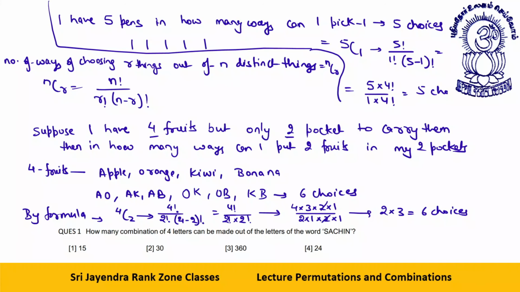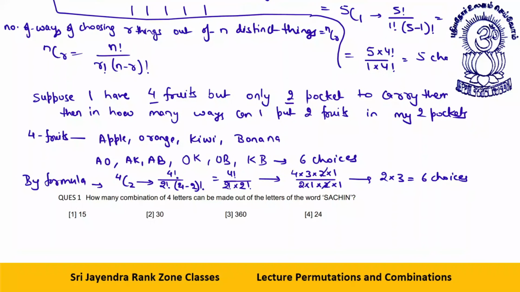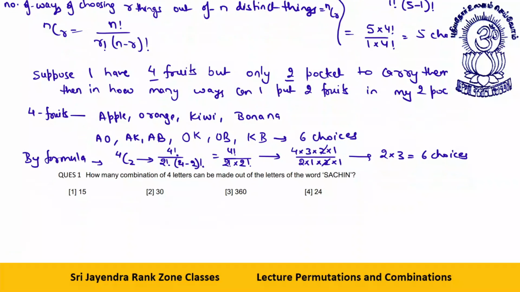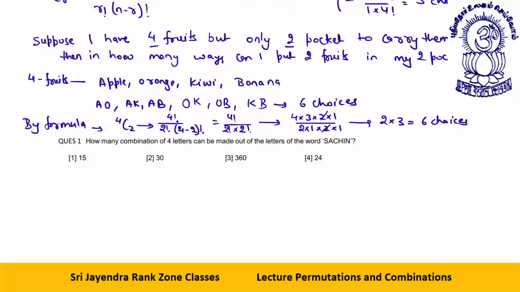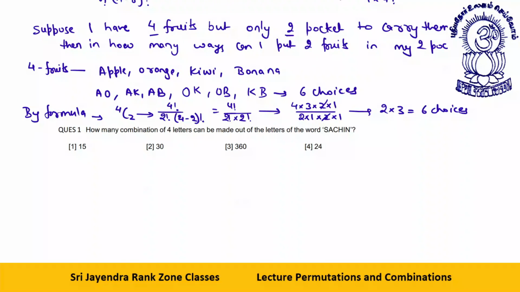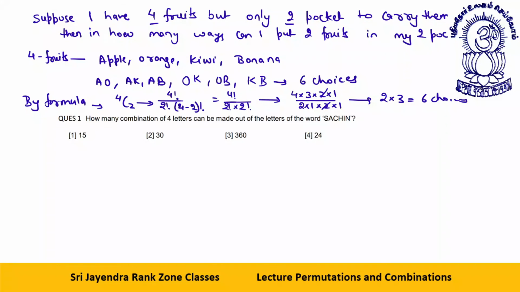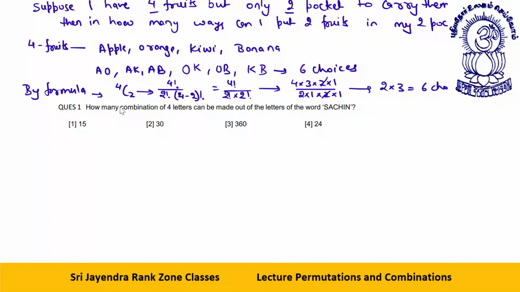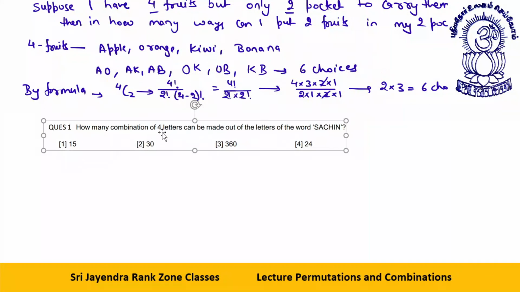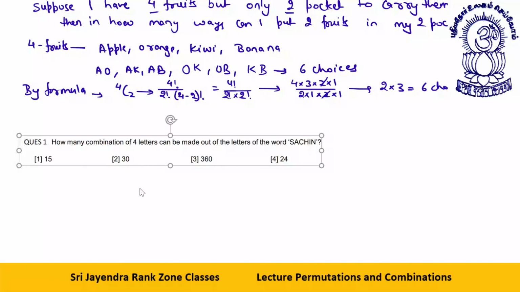Now we have a question. How many combinations of four letters can be made out of the letters of the word Sachin? See, dear students, I thought I didn't have space in this, that's why I was writing in such a limited space. But now we have enough space.